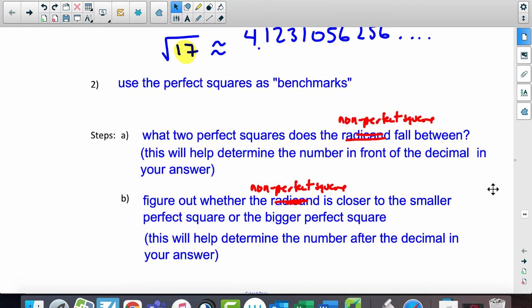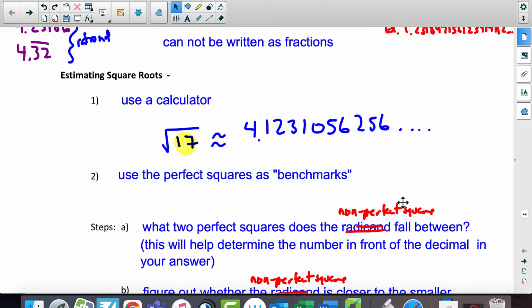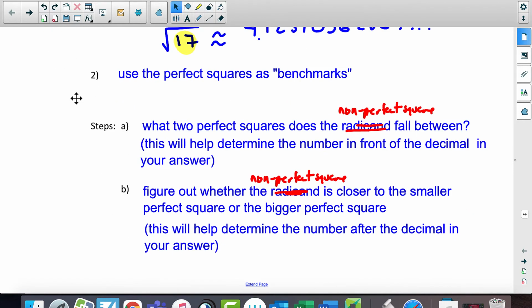If I ask you to estimate these things without a calculator, you can't do it more than one decimal place. So just one decimal place. We would be estimating the square root of 17 to be somewhere around 4.1. All right, let me go through this. Now that you've written that down, hopefully, I will show you what it actually means.